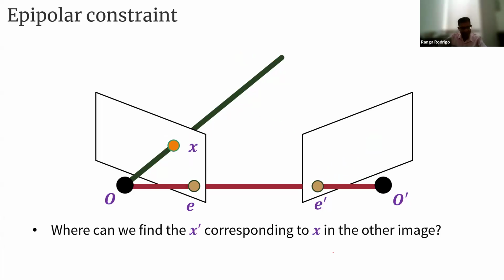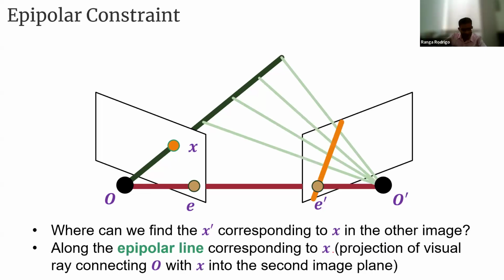Again, this is possible, this is possible, this is possible. Yeah, what I did earlier. Where can we find x prime corresponding to the x in the other image? Along the epipolar line corresponding to x. It is the projection of the visual ray connecting O and x in the second image. I hope it is clear to you. This is the light ray, and what is the projection of that light ray? That means this triangle should cut this image plane. This is where the triangle cuts the image plane. So that is the epipolar line actually. It's a projection of the visual ray connecting O with X. I hope that this is clear.